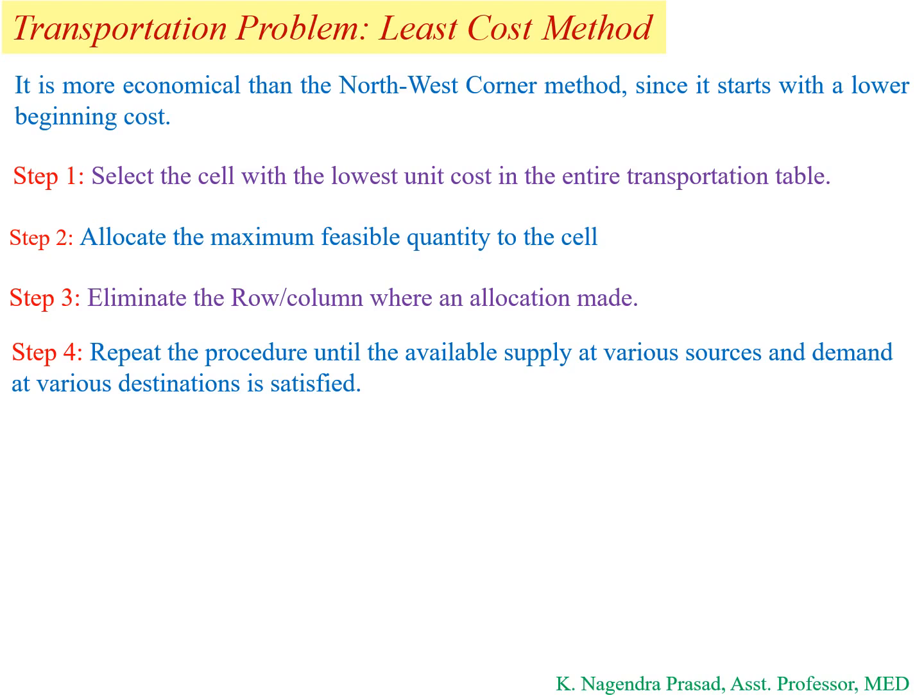Step 1 is to select the cell with the lowest unit cost in the entire transportation table. Then, after selecting the lowest unit cost cell, step 2 is to allocate the maximum feasible quantity to the respective cell. The third step is to eliminate the row or column where an allocation is made. Then the fourth step is to repeat the procedure until the available supply at various sources and demand at various destinations is satisfied.